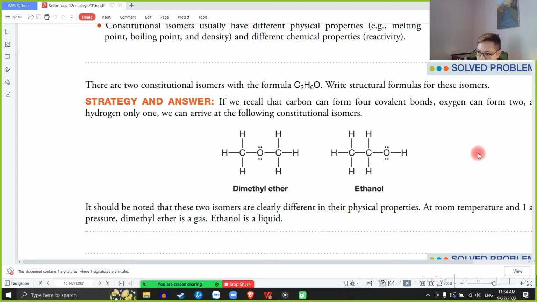But so is that 2 ways to dry it? Mm-hmm. What's the difference for that? It's different about the physical property. Mm-hmm.